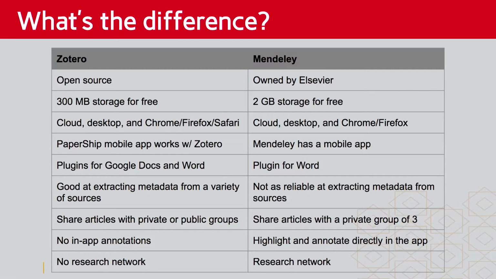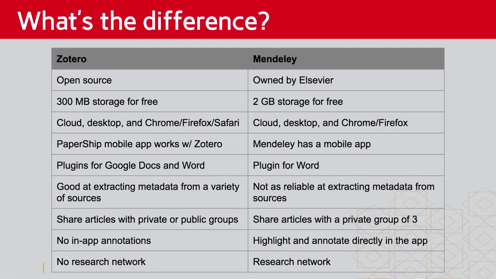With Zotero, for the free model, you get 300 megabytes of storage. With Mendeley, you get 2 gigs of storage. So if you're saving PDFs that might be like 1 megabyte each or something, you can think about how many you'd be able to save before you have to start paying.